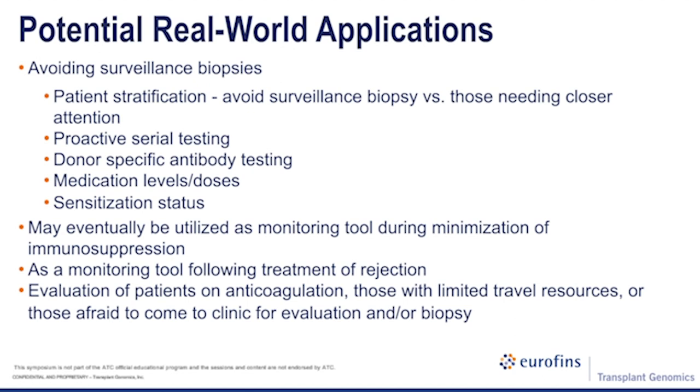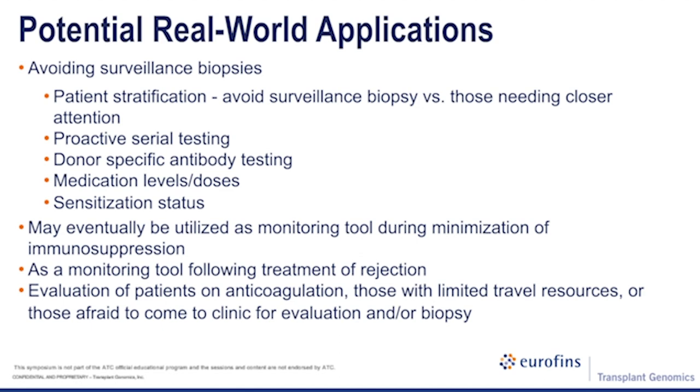Should we take into account medication levels and doses or history of non-adherence? Maybe we should take into account the sensitization status of the patient and determine what we're going to do based upon a combination of all these things. But what are some of the other applications of TruGraf in a program such as ours? Could we use it as a monitoring tool during minimization of immunosuppression?